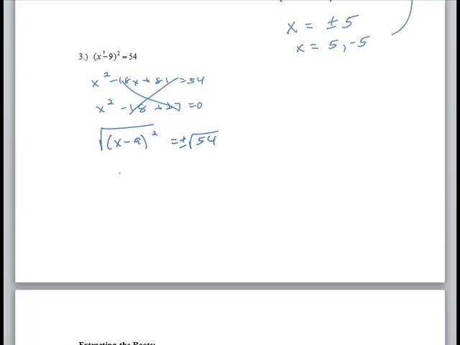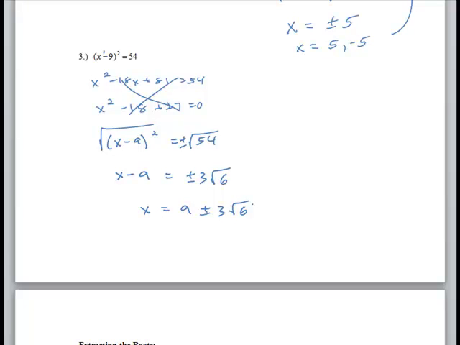The left-hand side, square and square root cancel out, leaving us x minus 9 is equal to the right-hand side. Simplify that radical. Square root of 54 becomes plus or minus 3 times the square root of 6. We still haven't solved the equation yet. Get x by itself. Add 9 to both sides.